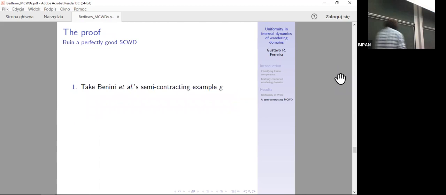So for our proof, you're going to ruin what was a perfectly good, simply connected wandering domain. And people online or in the audience, please tell me if you can see this. So their example goes something like this. We have domains that are roughly disks. Okay, can anyone see what's going on here? Okay. So we have domains that roughly look like disks being mapped into the next domain that roughly looks like a disk, and so forth and so on. We have an entire orbit of things like that.